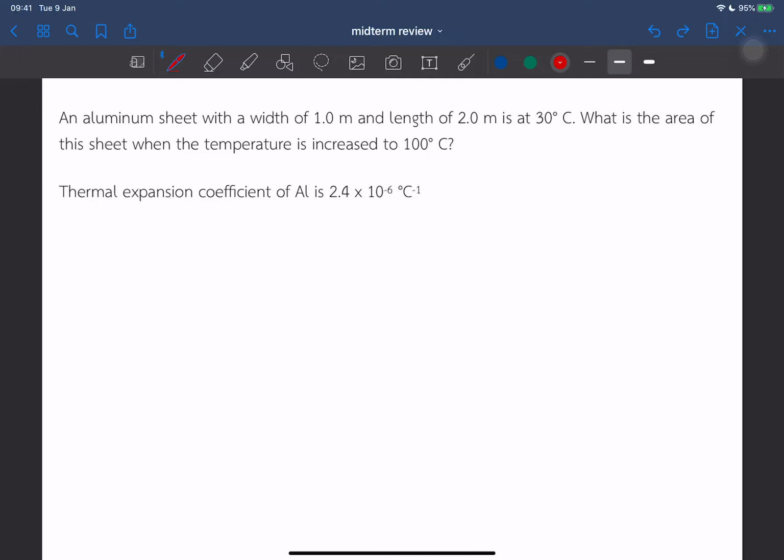You might be a little bit intimidated by the fact that I'm not asking directly about the increase in the length, but the increase in the area. But if you think about it, an area is just the product of the length and width of something, right? So if I have the initial area to be like this, then after you heat up this sheet, this length is going to get longer, so it becomes this. This length will also get longer, so it becomes this, right? And you can pretty much find a new area by looking at the new length on each side, like this.